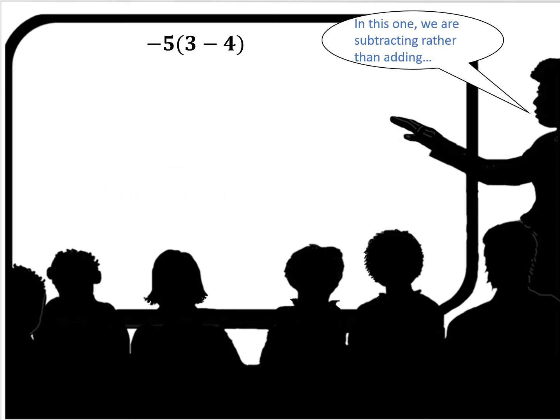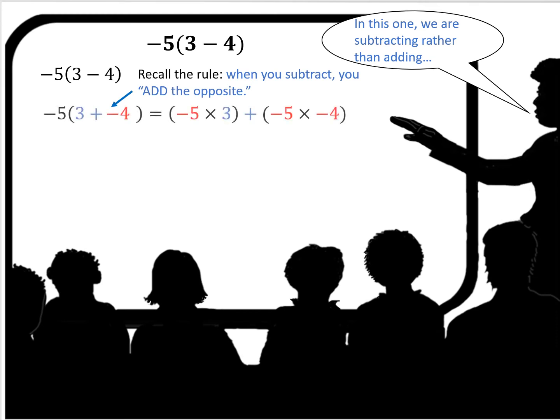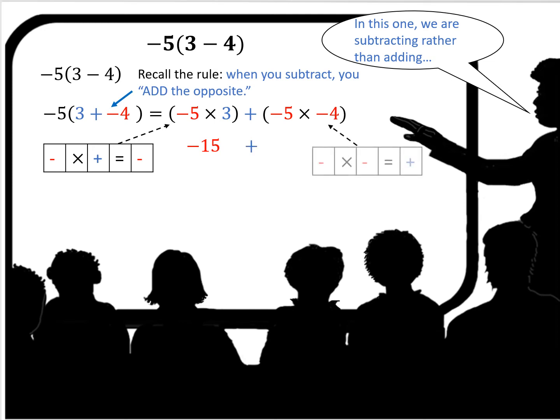In this one, we're subtracting rather than adding. Negative 5 times 3 minus 4. You're going to recall the rule that when you subtract, you add the opposite. So now we have negative 5 times 3 plus negative 4. We use the distributive property. We note that a negative times a positive is a negative, negative 15, plus a negative times a negative is a positive, so we'll get positive 20.